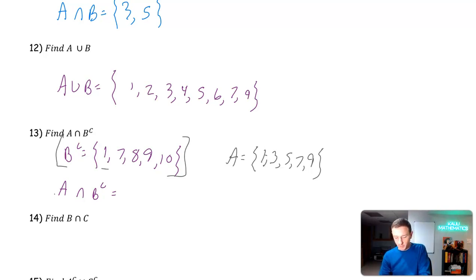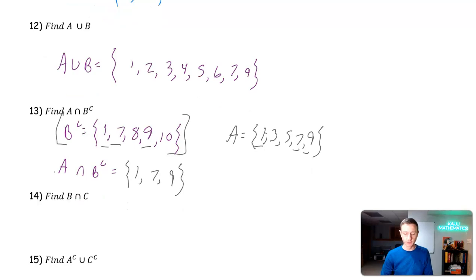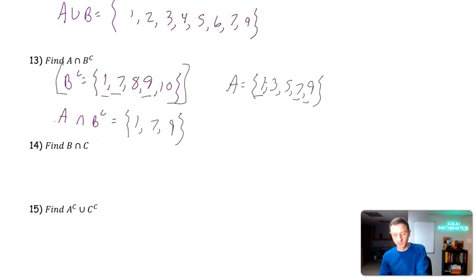They both have a 1. This is 7, 8, 9, 10. So 7 and 9. They both have a 7. They both have a 9. So there's our overlap. The intersection is the overlap, the elements that they both have in common.